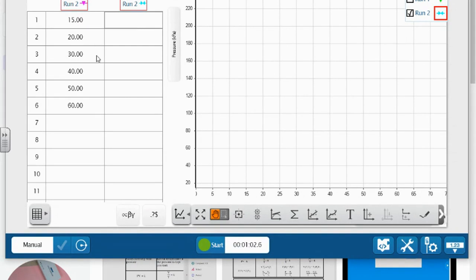And then we'll do 20, 30. It's just too much. It's too hard, and I don't want to damage my gas pressure sensor. All right, so run 2's out. So let's try run 3. So once again, I'm going to try and push it.